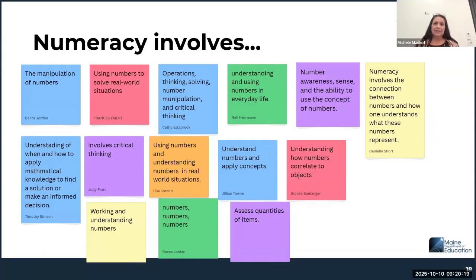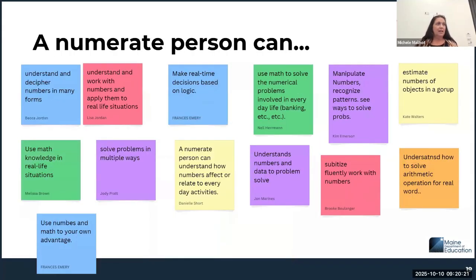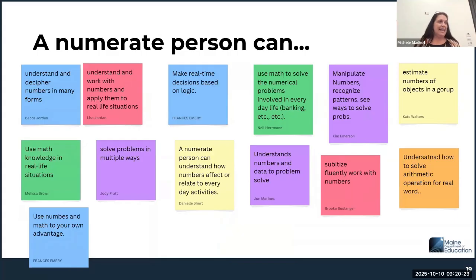Okay, we'll move on to our next prompt. A numerate person can understand and decipher numbers in many forms, solve problems in multiple ways.